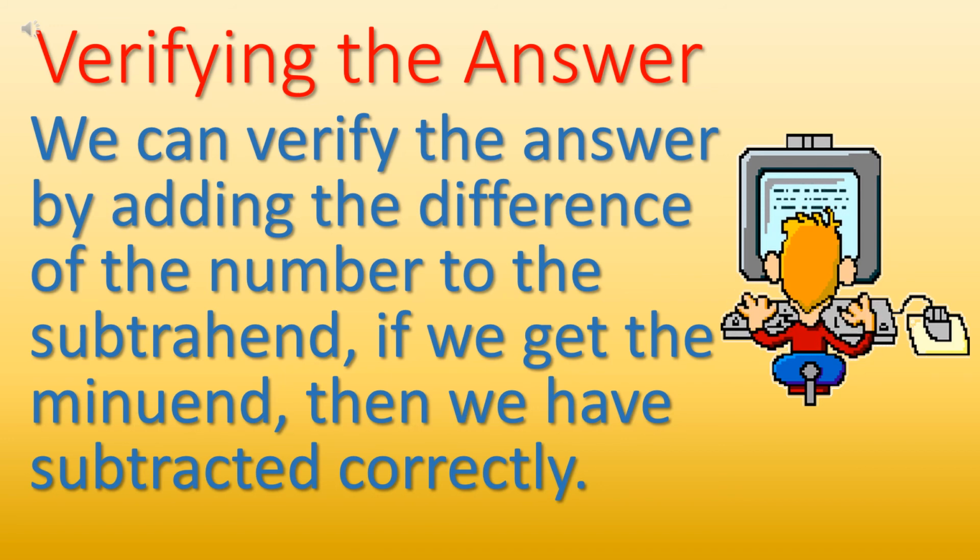उस डिफरेंस में जब हम सबट्रैहेंड को ऐड कर देंगे, जिस नंबर को माइनस किया गया था उस नंबर को, डिफरेंस में जब हम ऐड कर देंगे, प्लस कर देंगे, and if we get the minuend, उन दोनों को डिफरेंस और सबट्रैहेंड को प्लस करके अगर हमें मिनुएंड आंसर में मिलता है, then we have subtracted correctly. तो इसका मतलब हमने ठीक से subtract किया है.